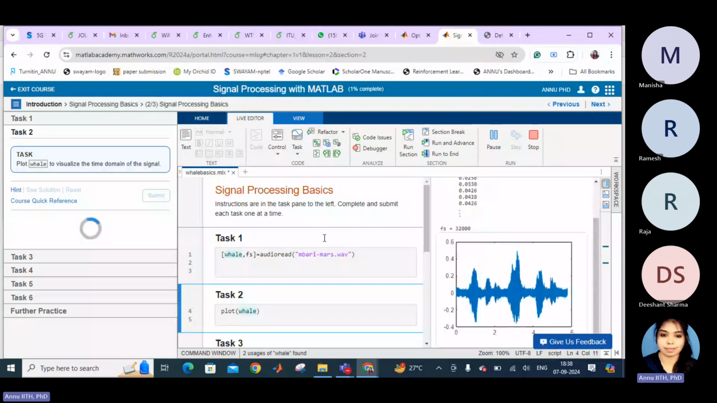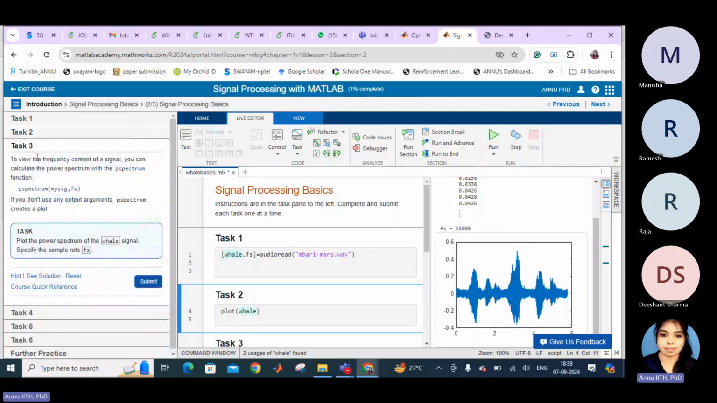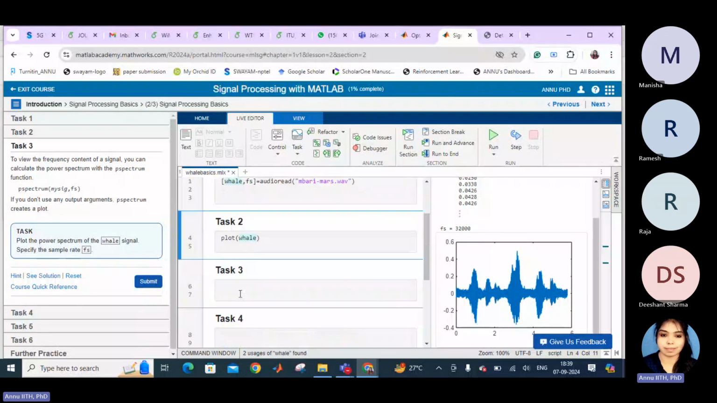So that's great. How will it look? It's in the time domain. Now, to view the frequency components, okay, the simple thing is we have to do the power spectrum. To view the frequency content of the signal, you can calculate the power spectrum with the pspectrum function. And if you don't use any output argument, it will create the plot. And let's have, so here my signal name is whale.